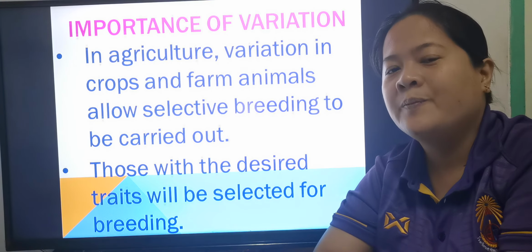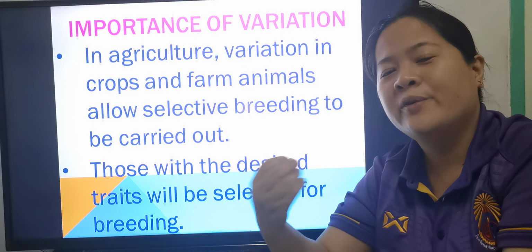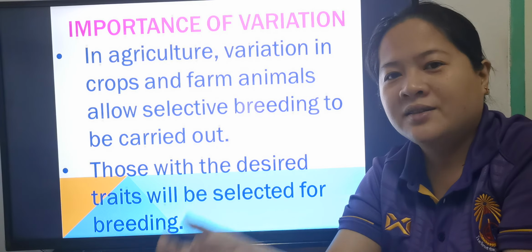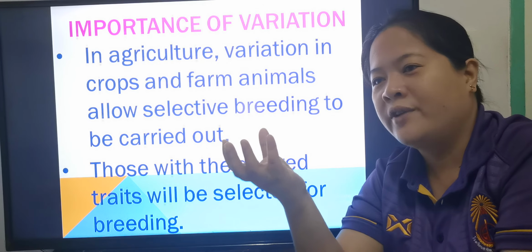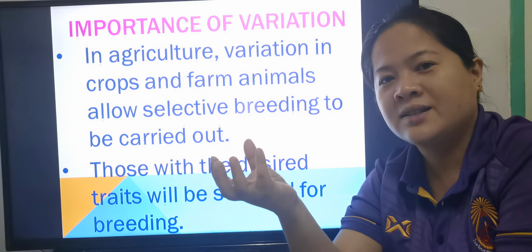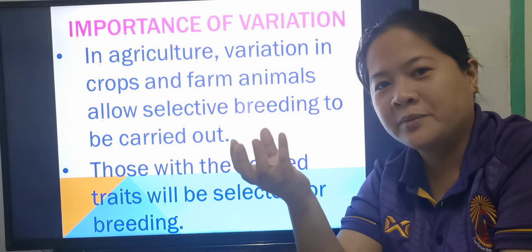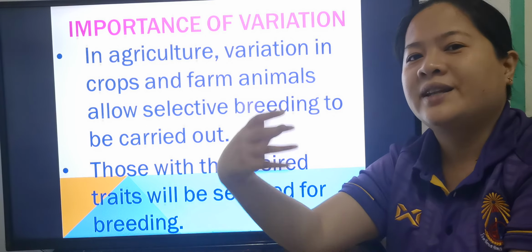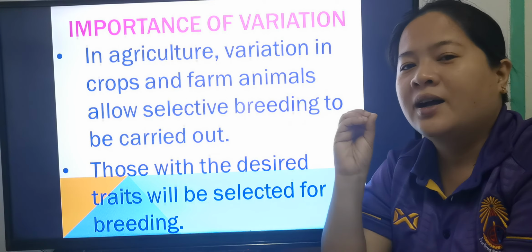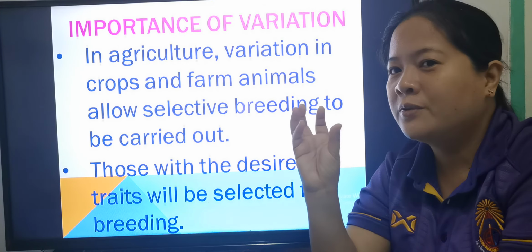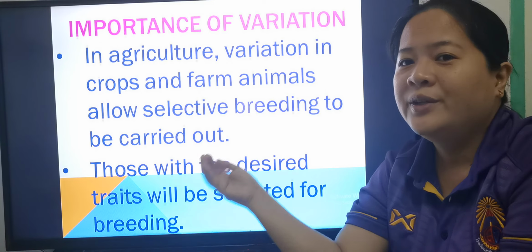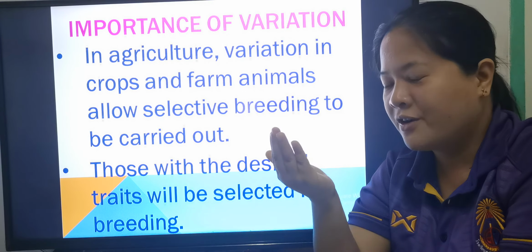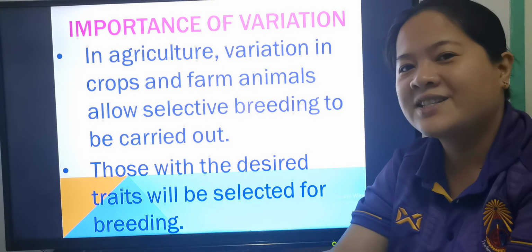and then you will use that dog as a mother or as a father. Okay, so if you are growing tomatoes in your backyard, for example, and you found out that this particular plant produces a very big tomato with a nice taste, you can use the seeds from that tomato plant to be the next generation. You can plant these seeds again the next time. So you see, in agriculture, variation is important. If you see a desired trait, then you can use that seed, or that particular dog, for breeding for the next generation.